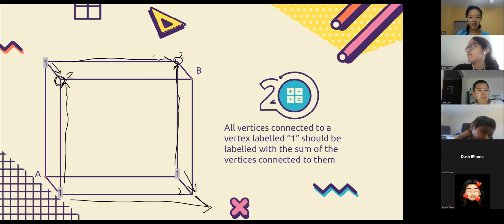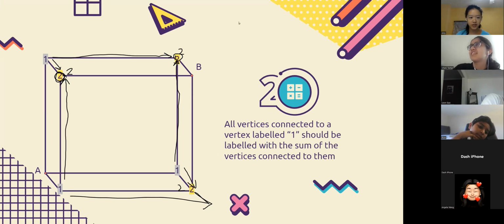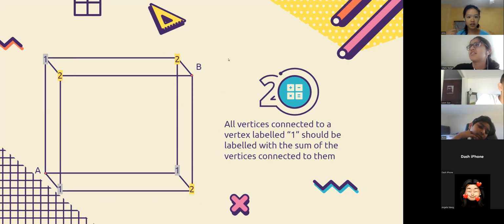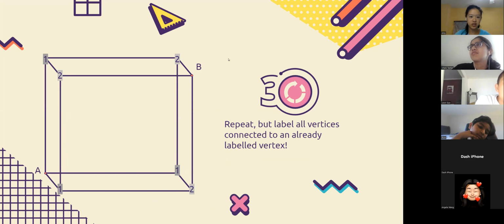And now you can probably guess the last step. The final step would be, since the only one we have left is point B, we would sum all the vertices that flow into point B. In this case, it would be all of the vertices labeled 2. So 2 plus 2 plus 2 would be 6. So B would have a value of 6, which means that there are 6 paths from A to B.